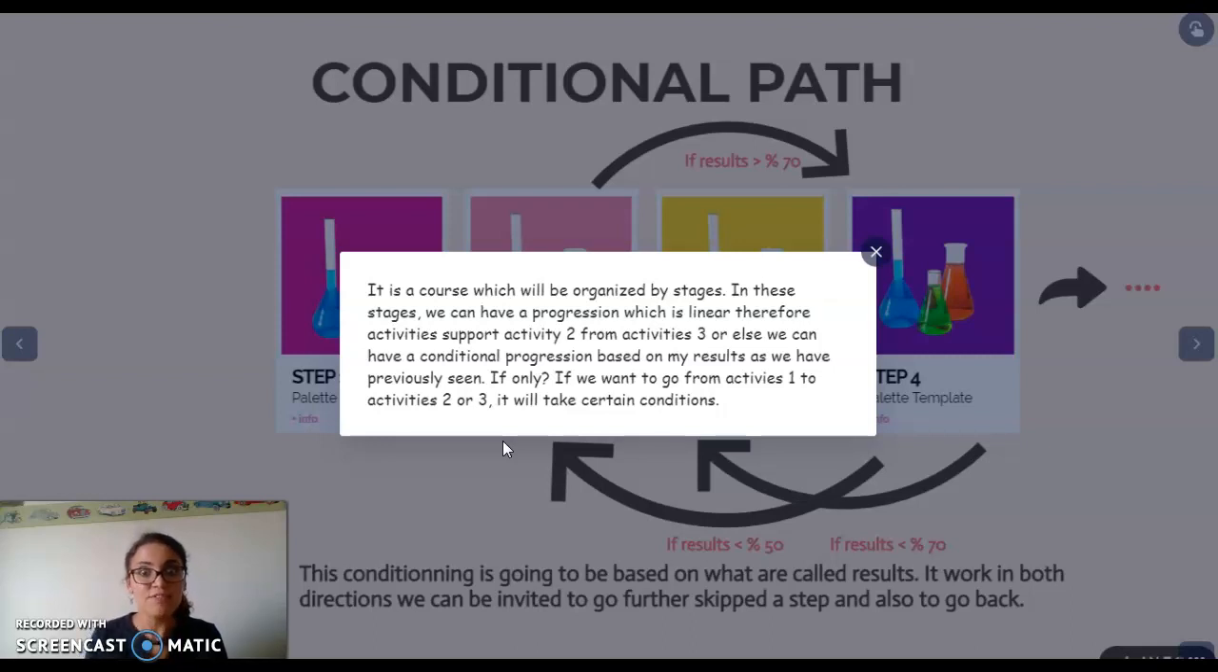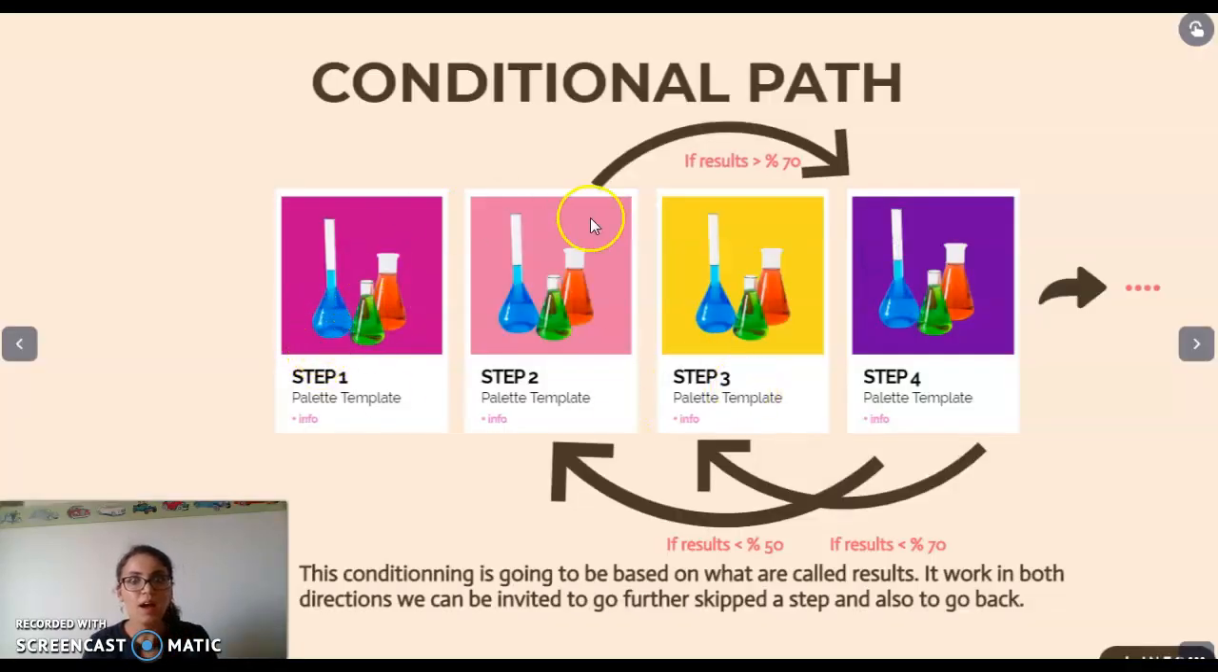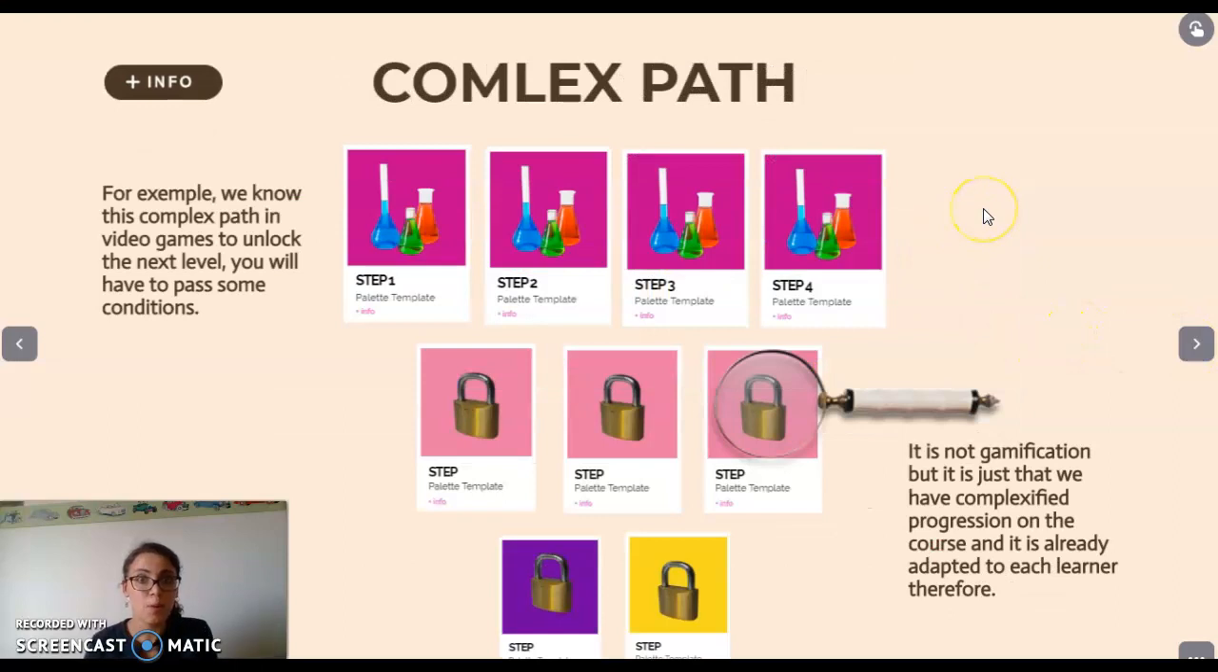If we want to go from activity 1 to activity 2 or 3, it will take certain conditions. And what are these conditions? This conditioning is going to be based on what are called results. It works in both directions. We can be invited to go further, skip a step, and also to go back. That is the second one.